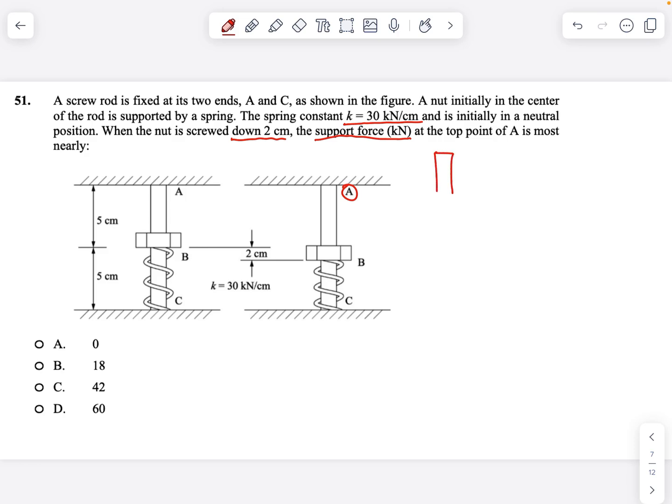This is going to be a very rough drawing, but there's our head of our screw here. There's there and there. Now, if you look at the forces on this problem, we're going to be looking more at this one right here.